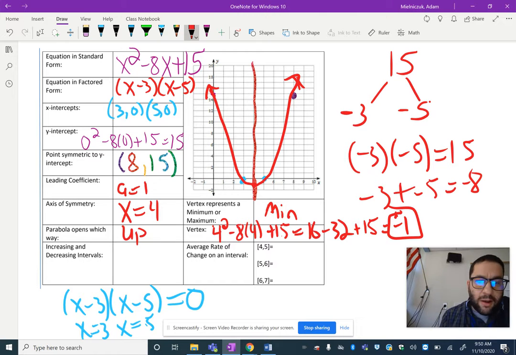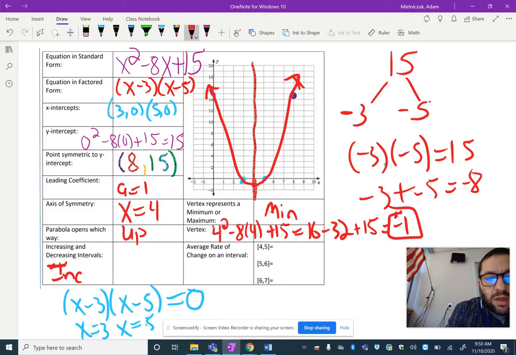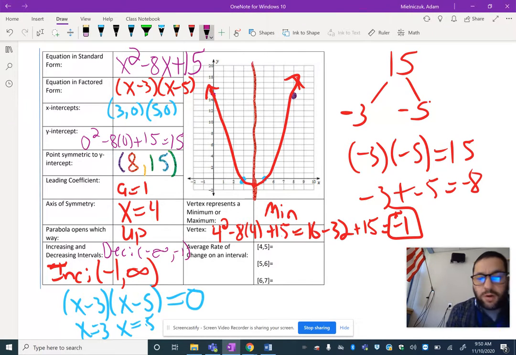All right. Now, increasing and decreasing intervals. Well, it is increasing, again, it won't write for whatever reason. It is increasing from our vertex at negative 1 all the way up to infinity. It is decreasing from negative infinity down to our negative 1.